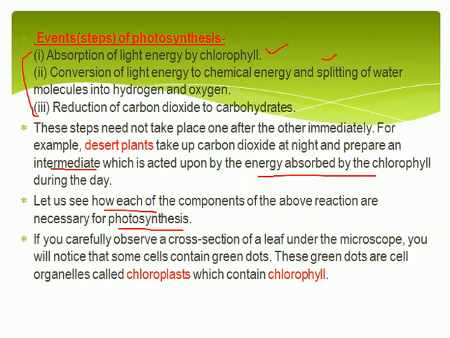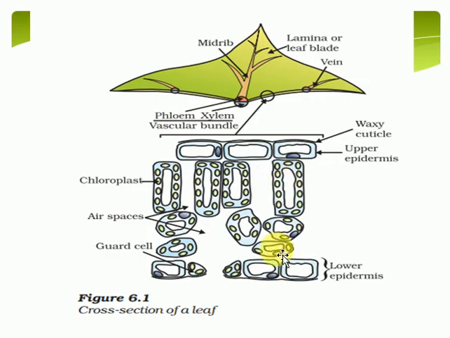If we carefully observe a cross section of a leaf under the microscope, you will notice that some cells contain green dots. These green dots are cell organelles called chloroplasts, which contain chlorophyll. So before we move further, I'll show you the cross section of the leaf. See, this is a leaf. This is the cross section of the leaf. This is the midrib, and the green part is the lamina or the leaf blade. This is the vein they have shown you. So this particular part is enlarged and it is shown here in this diagram.